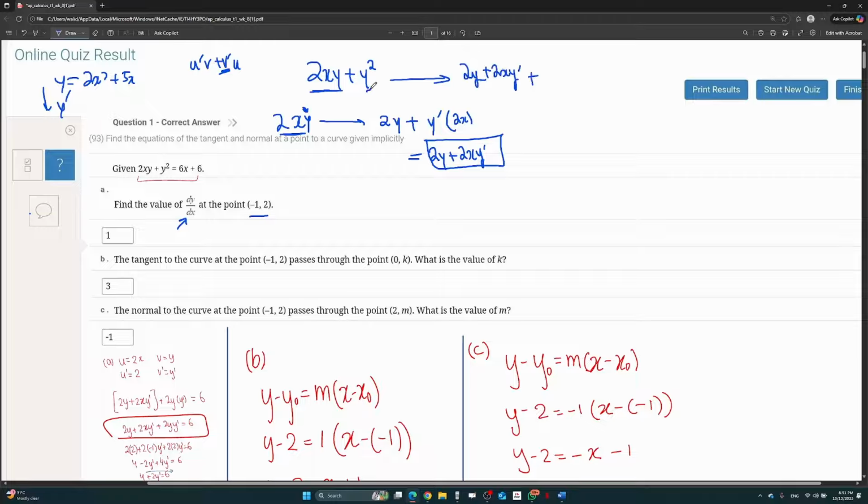Plus, what's the derivative of y squared? Isn't it 2y? Doesn't y squared just turn into 2y? Most people say yes. If you said yes, I'm here to tell you that you're wrong. Why is it wrong? Because y is a function.